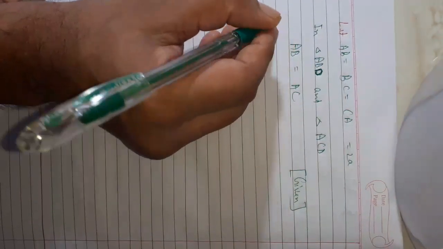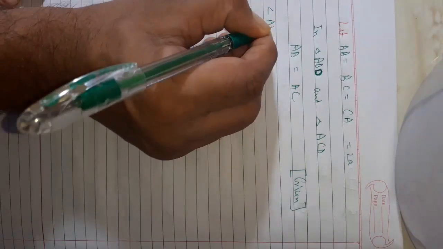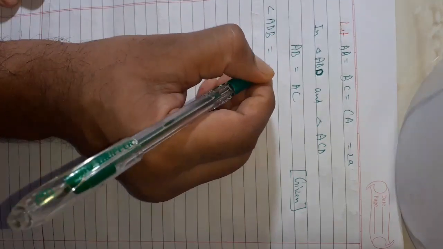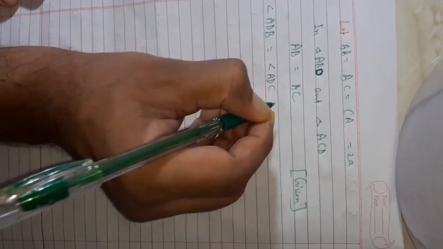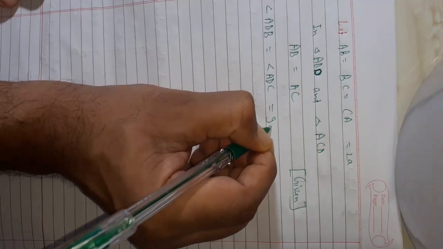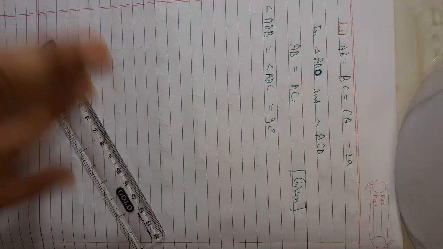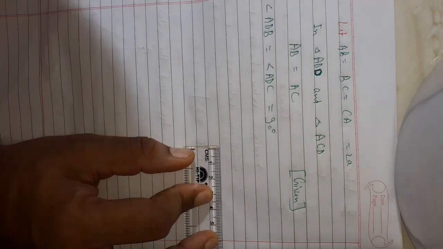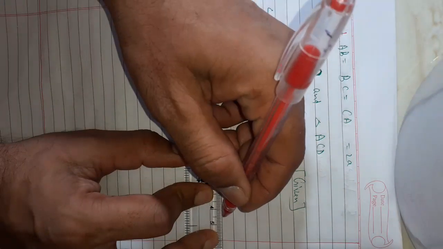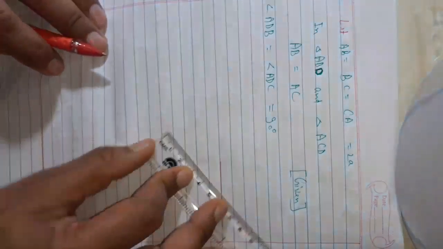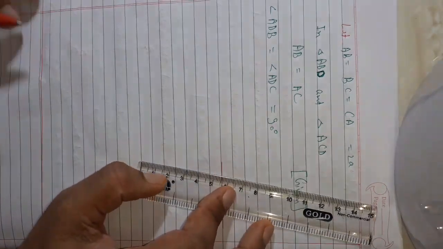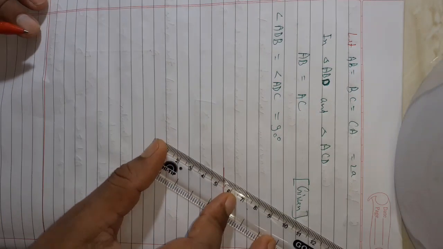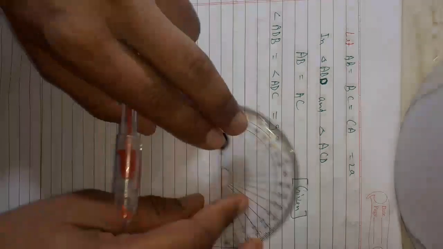Now come to angle ADB is equal to angle ADC is equal to 90 degree. If you are facing problem in solving this question, then again I am constructing the triangle for your convenience, such that you can understand properly. Here also I am making this equilateral triangle.